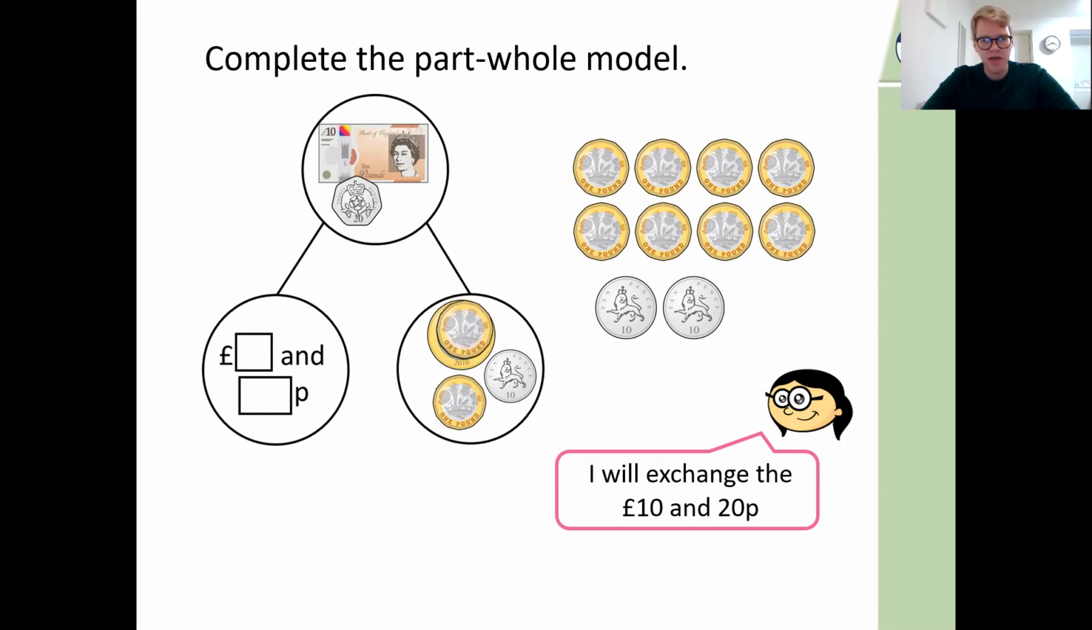We've got £2 there. We've got £1 there. And we've got 10p there. So now we can see what we're left with. So write down your answer then. What have we got left? That's right. We've got £7 and 10p. And that's the other part of this whole.